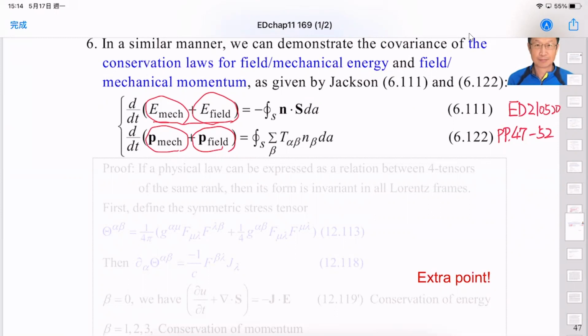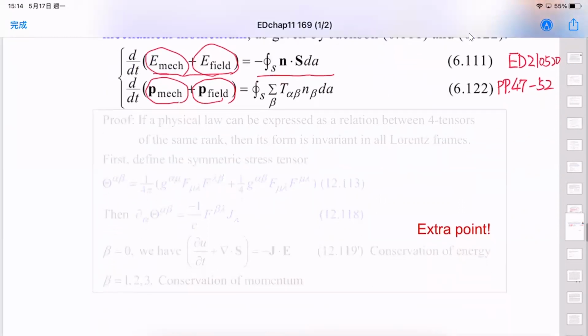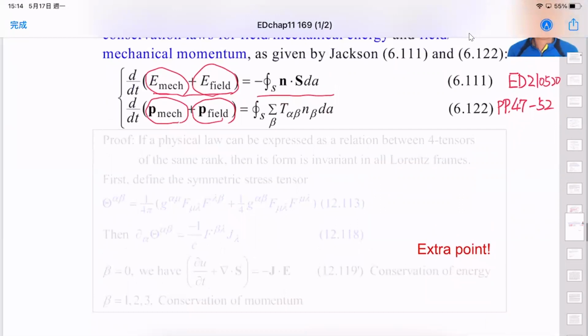To demonstrate the conservation of energy, we need to introduce the Poynting vector. To demonstrate the conservation of momentum, we need other knowledge. Actually this part is homework, so it's not very bright.